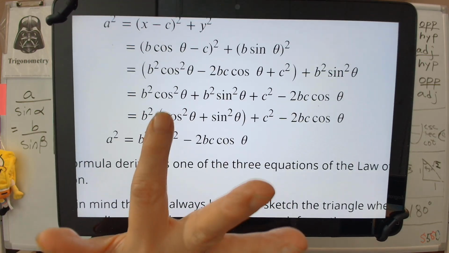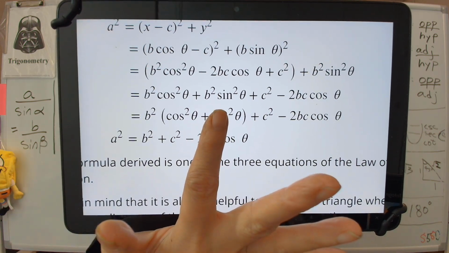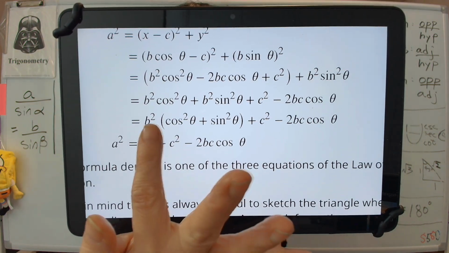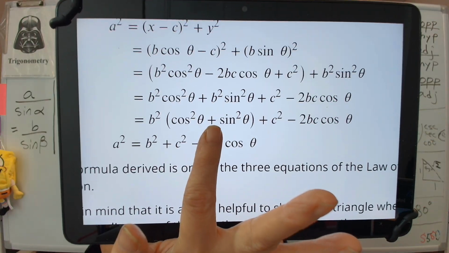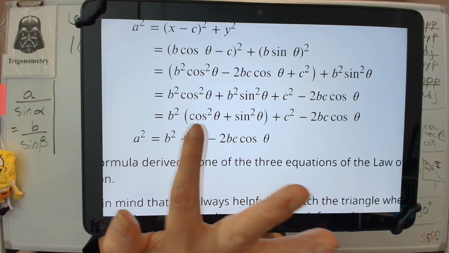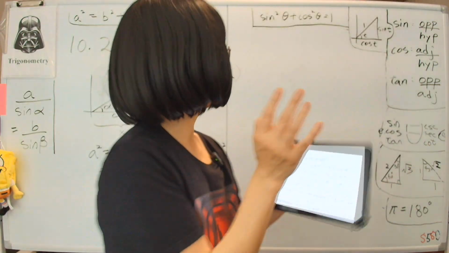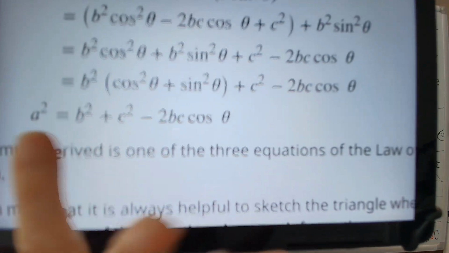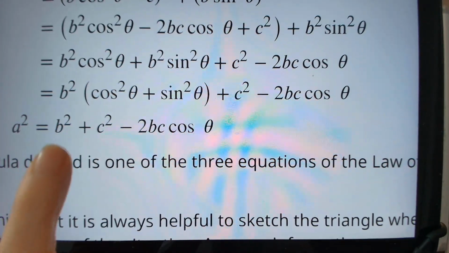So now we have b squared cosine squared theta and b squared sine squared theta. So let's factor out the b squared. Then we end up with cosine squared theta plus sine squared theta. Now that is going to be cosine squared plus sine squared equals 1. Okay, so that knocks them out. So we only have b squared left for this part.